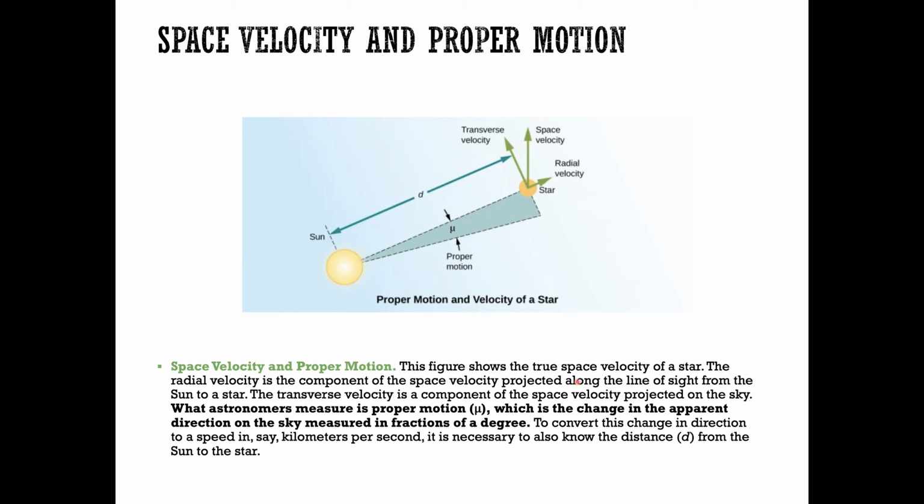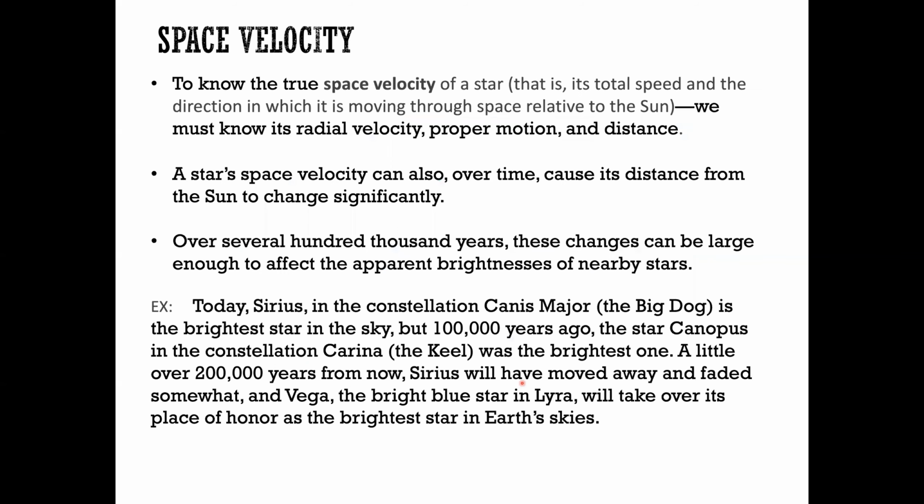And basically I have summarized it here. Just go through and read it. Right, so I have mentioned it here as well. To know the true space velocity of a star, that is, its total speed and the direction in which it is moving through space relative to the sun, we must know its radial velocity, proper motion, and distance. A star's space velocity can also, over time, cause its distance from the sun to change significantly, right? You can see that if it has a space velocity, it changes position, right?